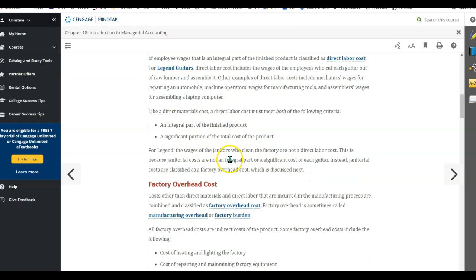They say here, these change a little bit all the time, an integral part of the finished product, a significant portion of the total cost. In other words, here they've got wages of janitors who clean the factory are not direct, because you can't trace it to the guitar itself. So these would be considered an indirect cost, and a factory overhead cost. If it isn't direct, if it's related to the factory and manufacturing, then it's an overhead. It's literally the definition.